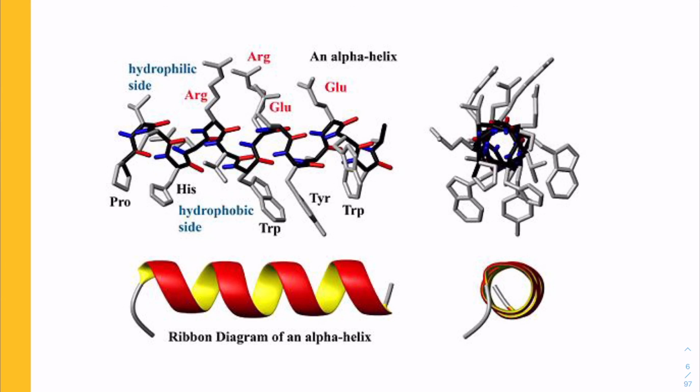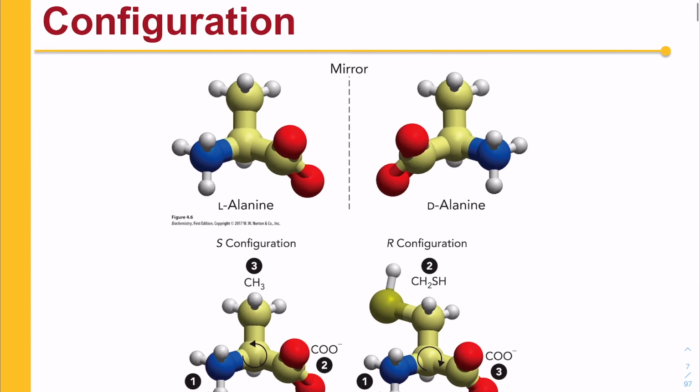So in this universe, everything is in the L form. And because of that, the R groups project out from this alpha helix in the same way. If we had a mixture of L and D forms within a secondary structure, you wouldn't have any type of symmetry like that. And therefore, we couldn't have these secondary structures form, and we really couldn't have protein structure form.